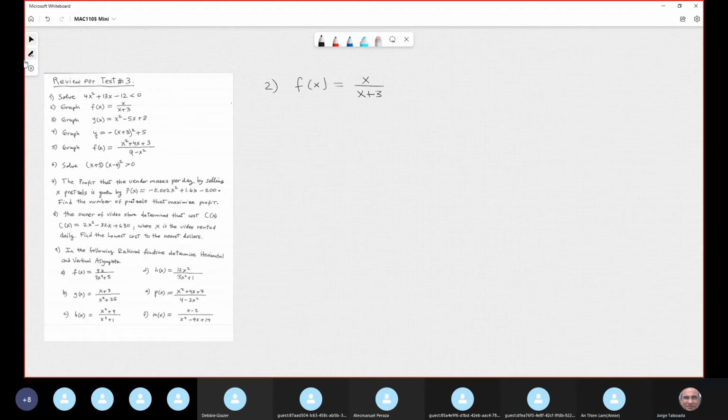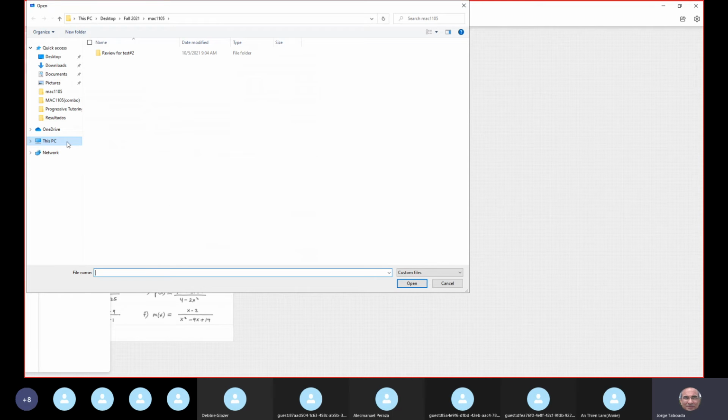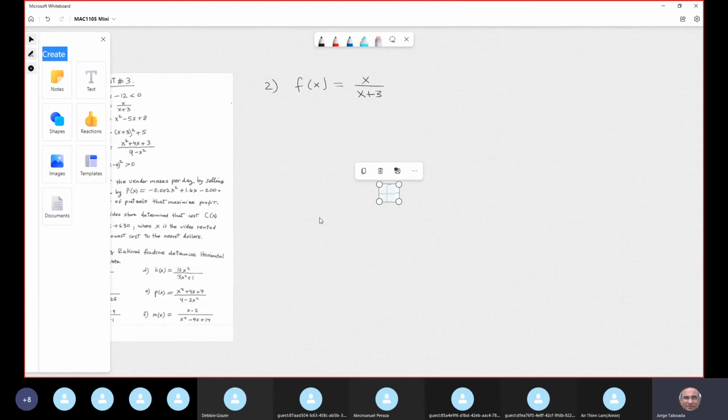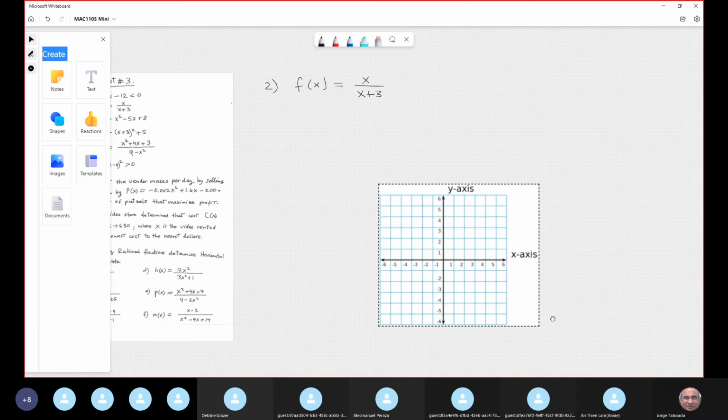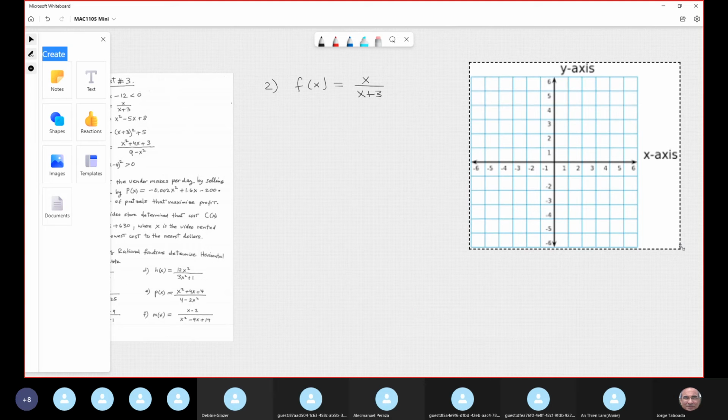Let me try to find the rectangular coordinate system. Ah, there you go, I found it. Okay, this is the rectangular coordinate system. My goal is to do the graph of this function.